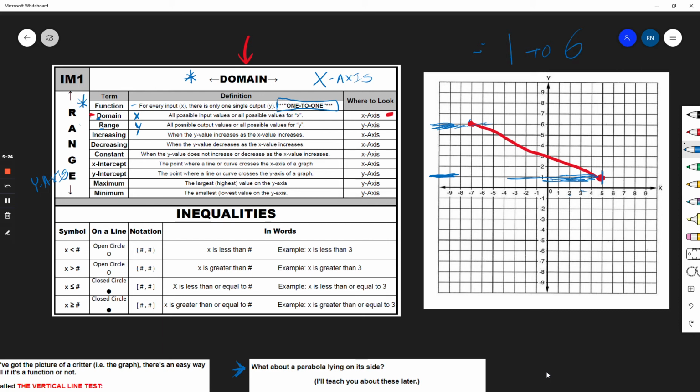All right? Now we talk about increasing. Increasing is when a graph, let me erase this stuff right here.